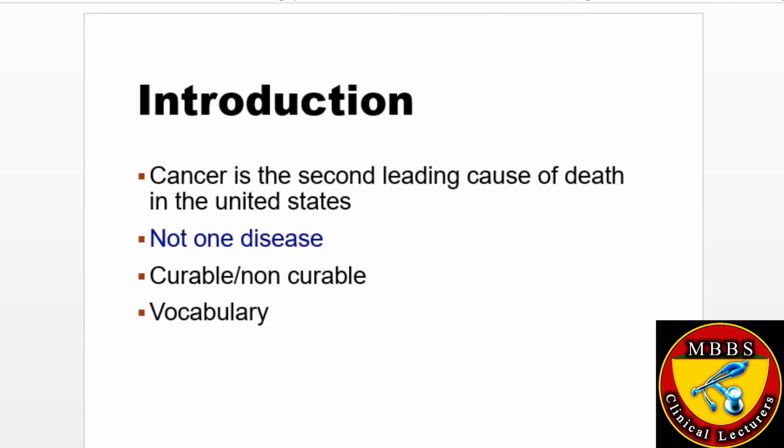Cancer is the second leading cause of death in the United States, and it is not one disease, but involves multiple pathogeneses, and it may be curable and it may be non-curable. You cannot always say there's a hard and fast rule that people with cancer cannot survive or cannot completely get rid of the disease. We've seen exceptions and we've seen both cases.